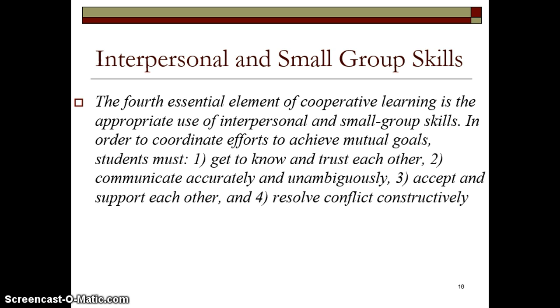Interpersonal and small group skills. The fourth essential element of cooperative learning is the appropriate use of interpersonal and small group skills. In order to coordinate efforts to achieve mutual goals, students must: 1. Get to know and trust each other. 2. Communicate accurately and unambiguously. 3. Accept and support each other. 4. Resolve conflicts constructively. At any point, if it's going too fast, I just recommend pausing it and rewinding.